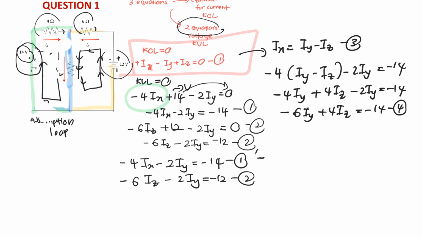Okay, so I'm going to take equation 2 and rearrange it. So I'm going to do negative 2iy minus 6iz equals negative 12. So this is going to be the first. Okay, so once you're done with this, the same thing that you do in mechanics, you can use simultaneous, you can use substitution, or you can use matrices.